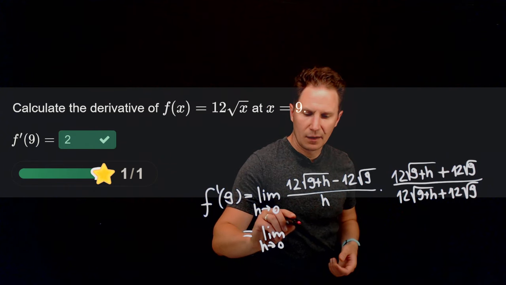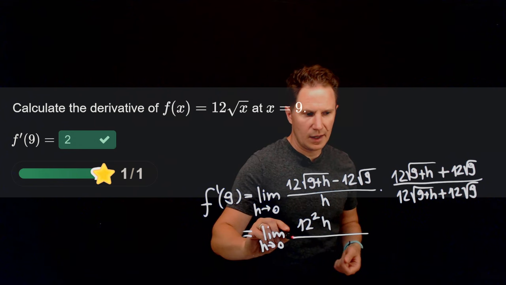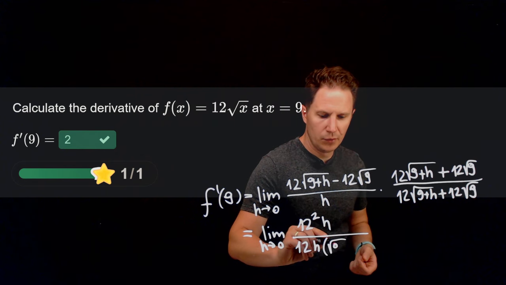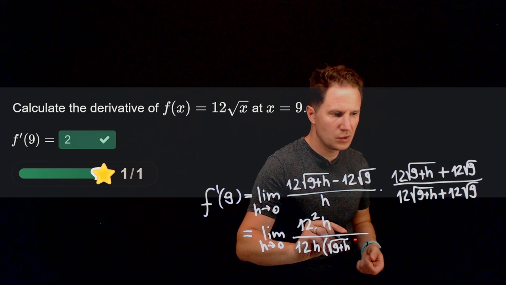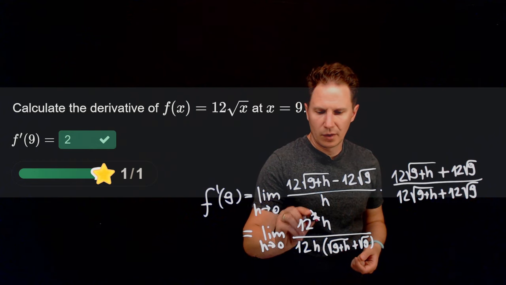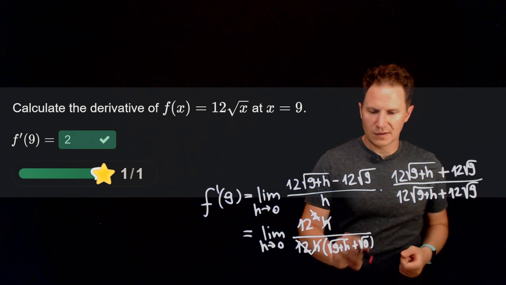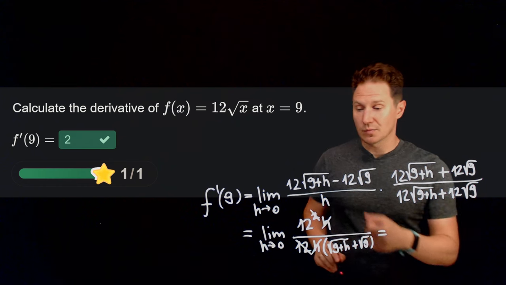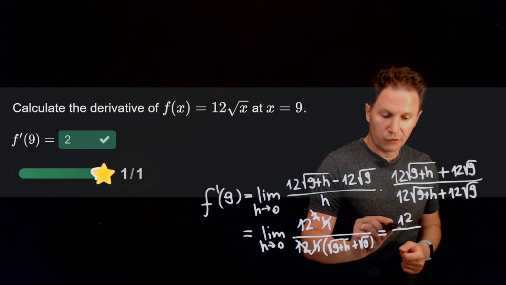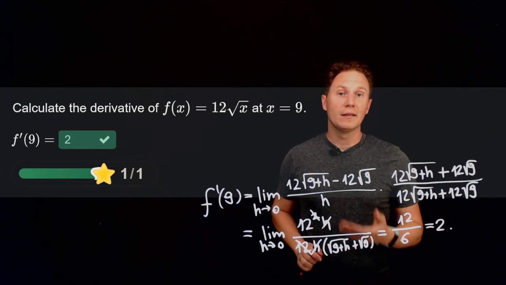Namely, we will get 12 squared times h divided by 12h times the sum of the roots, root (9 plus h) plus root 9. So canceling the common factors of 12 and h, we are left with 12 over the sum of the roots, which by direct substitution gives us 12 divided by root 9 plus root 9, which is 6, that is equal to 2. So the derivative at 9 equals 2.